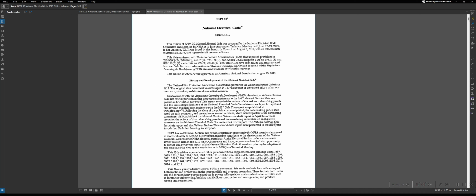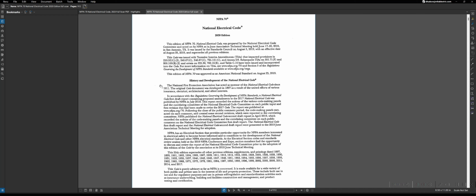That was written by a group who adopted it essentially or sponsored it. In other words, they took it as their responsibility to keep up with it and write it. However, around 1911, NFPA, the National Fire Protection Association, decided to adopt it themselves and become the sponsor of the book, meaning it became their responsibility. So since then, NFPA has had the responsibility of authoring, updating, and publishing the NEC.